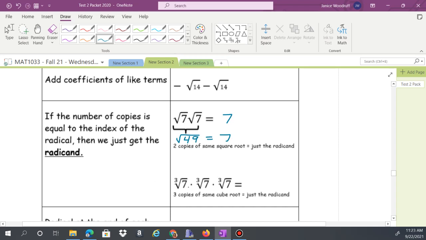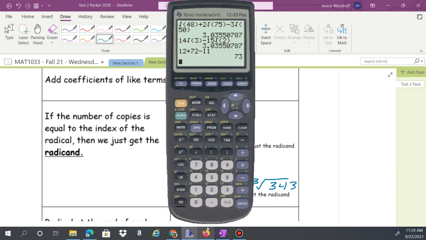7. Same thing here, cube root of 7 times cube root of 7 times cube root of 7. There's 3 copies. That's going to be cube root of 7 times 7 times 7, 343. I think that's 343. Yeah, and the cube root of 343 is 7. So that just gives us 7.